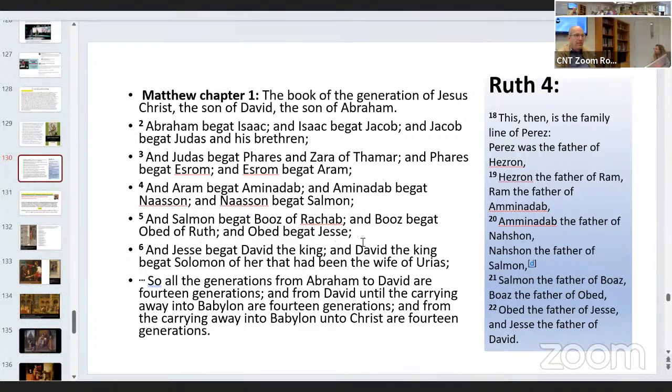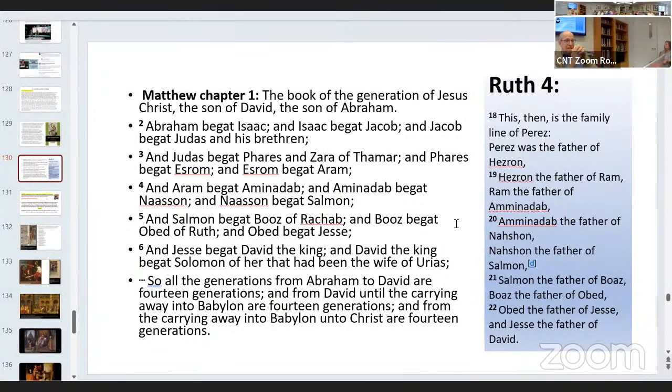And Obed begat Jesse, that's Ishai, the father of David. And Jesse begat David the king, and David the king begat Solomon, of her that had been the wife of Uriah. So it's interesting. Her name's not mentioned, she's just the wife of. Right, just the wife of, and she's taken out of this story. It only lists the male. Okay. Except for Ruth. They never mention the mother.